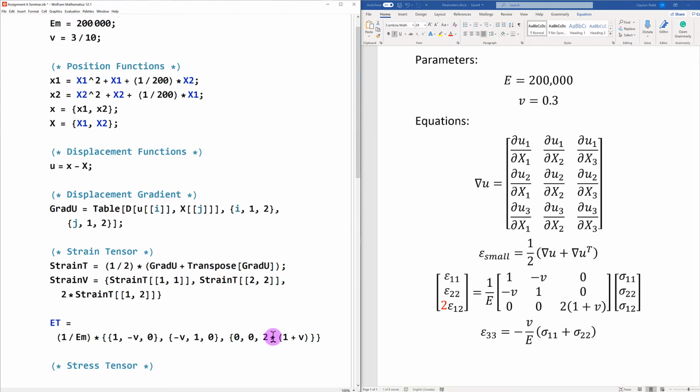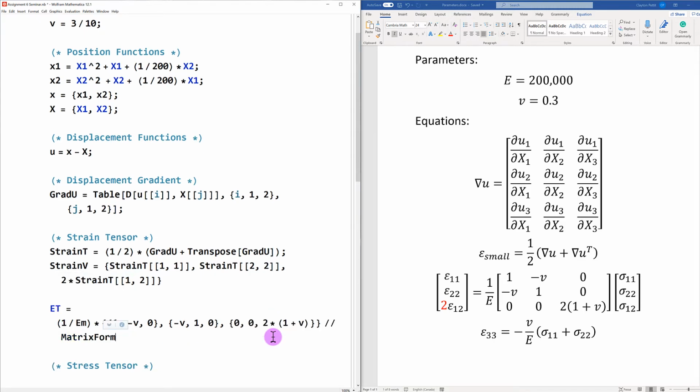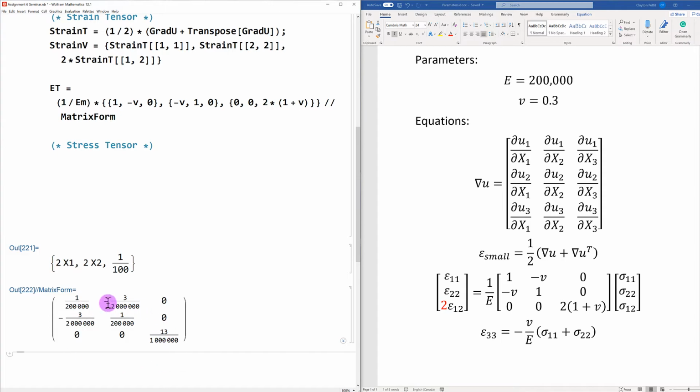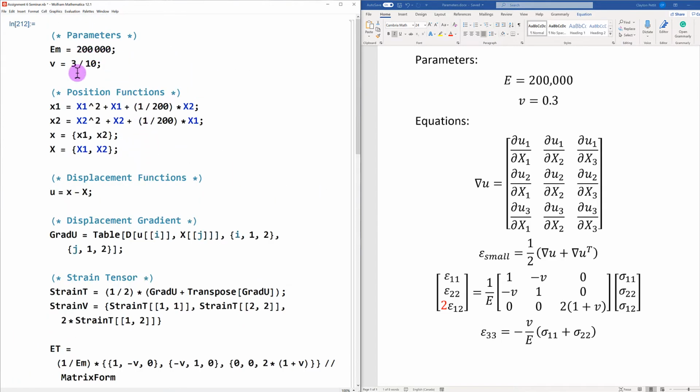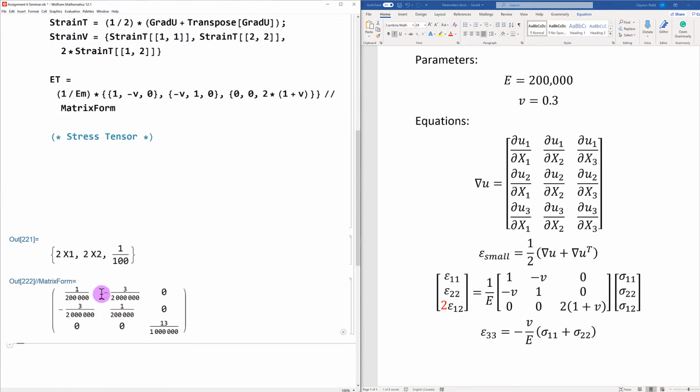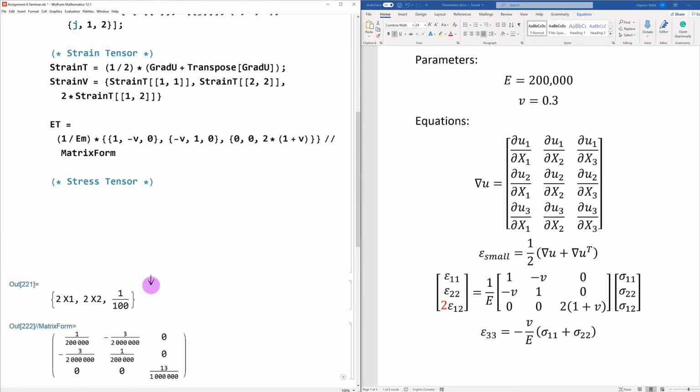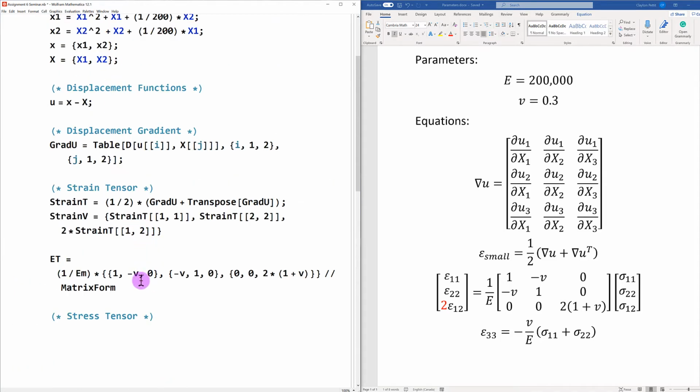Now, if I were to just throw this in matrix form just for fun, I can see that I have my nice elasticity tensor defined below. And what's nice is since I have V and EM defined all the way above here, I can see that it's already defined in this nice form, looking pretty good if I do say so myself.